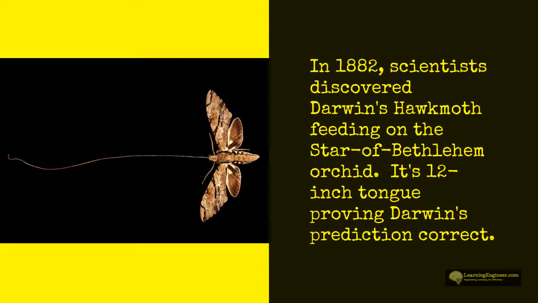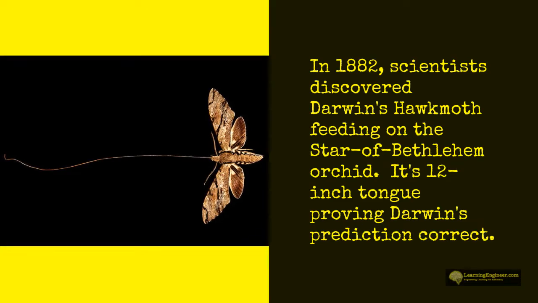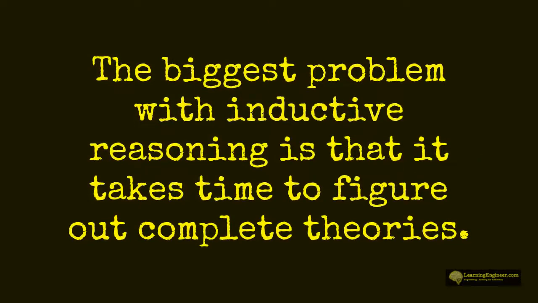In 1882, scientists discovered Darwin's hawk moth feeding on the Star of Bethlehem orchid, its 12-inch tongue proving Darwin's prediction correct. The biggest problem with inductive reasoning is that it takes time to figure out complete theories.